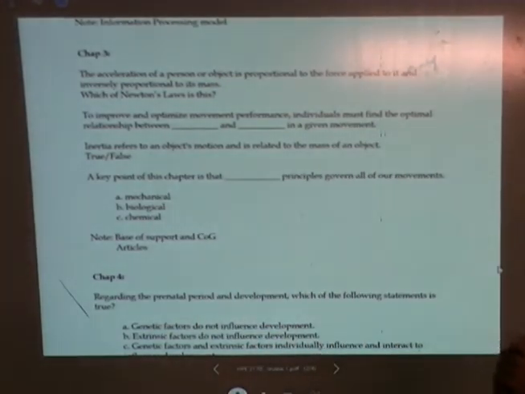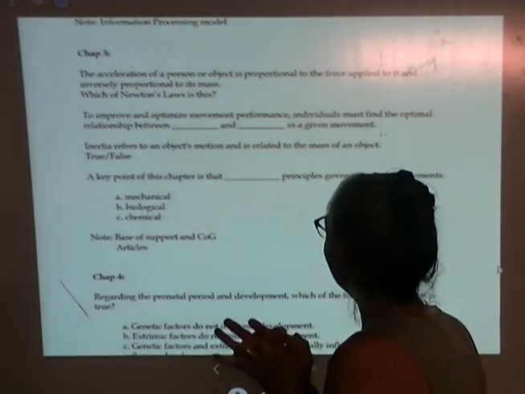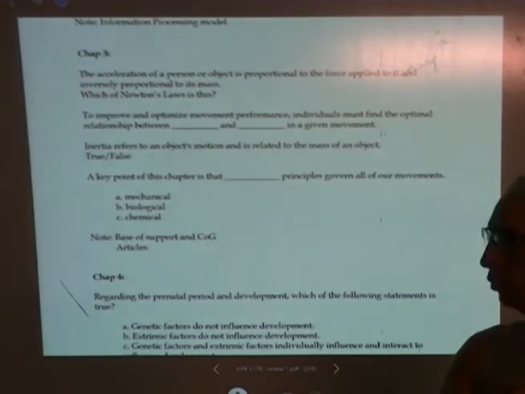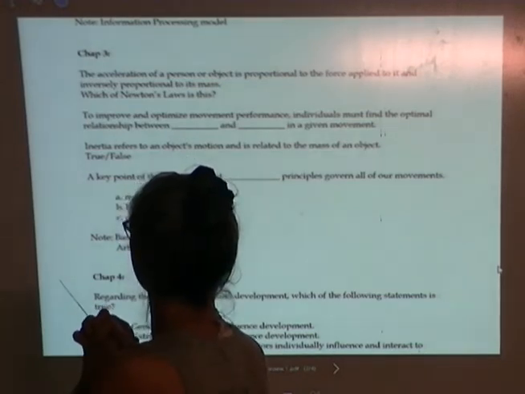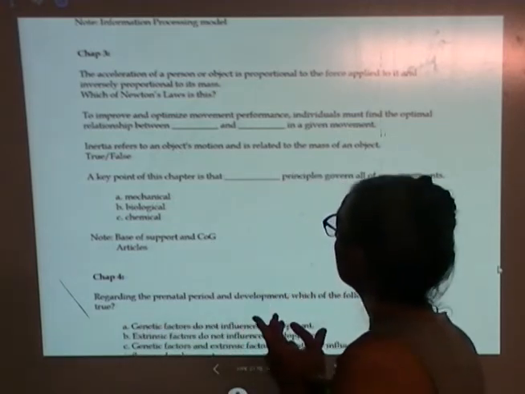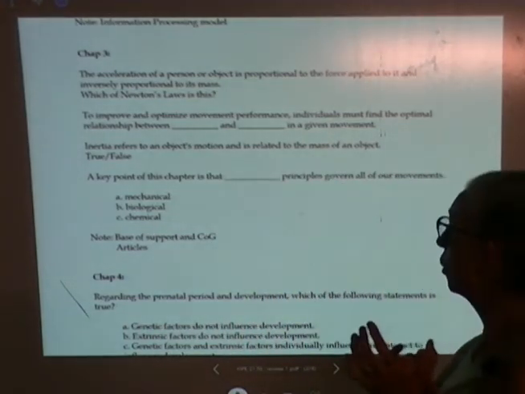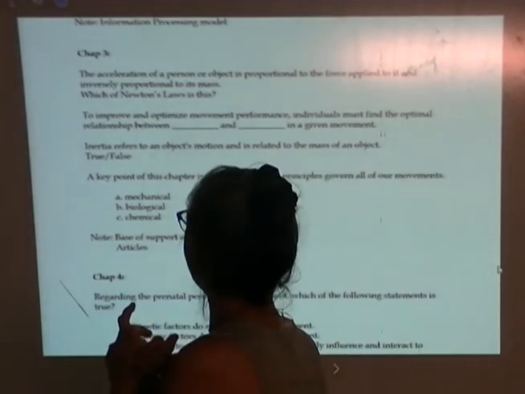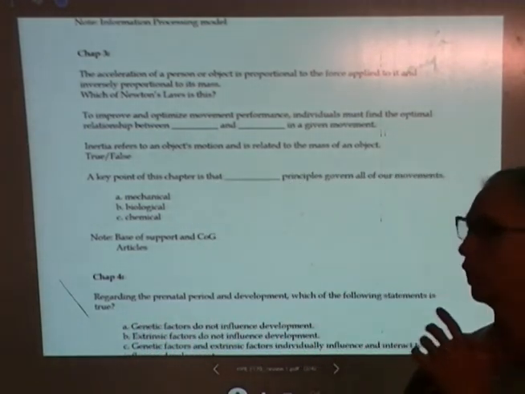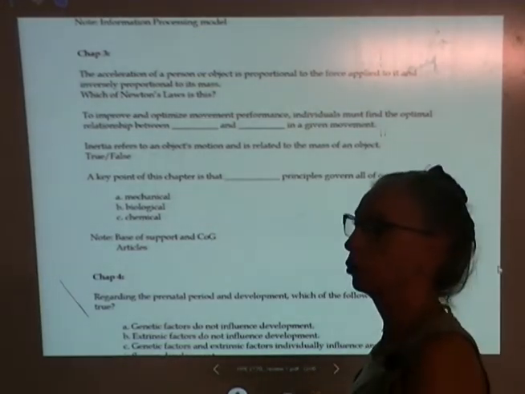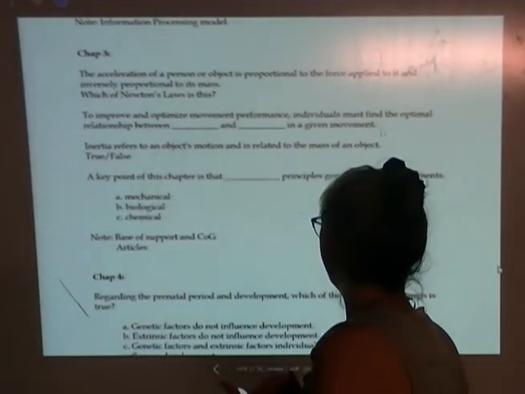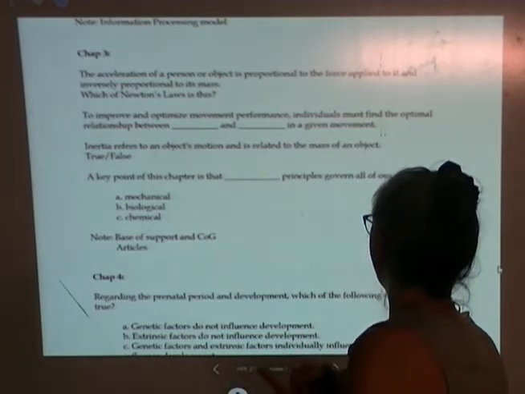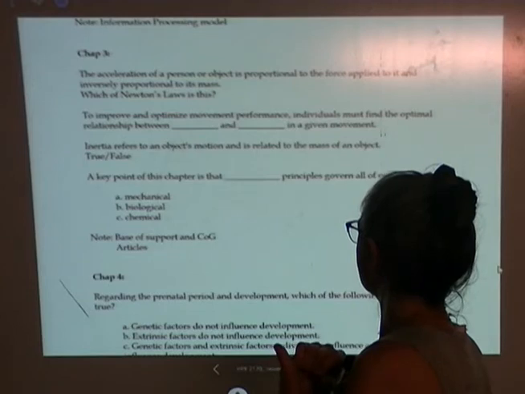Okay. Question number 3. Inertia refers to an object's motion and is related to the mass of an object. True or false? Is it true? It is true.